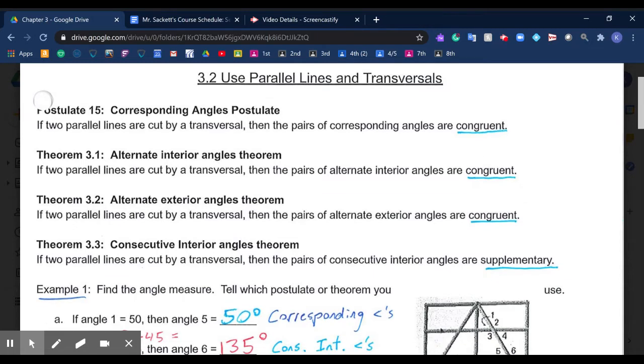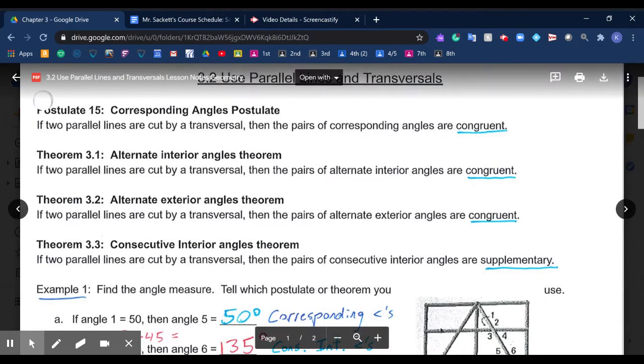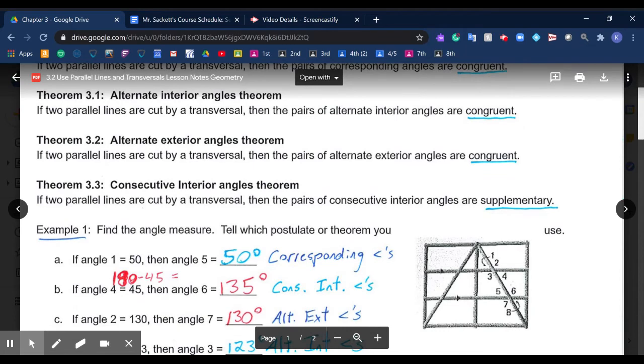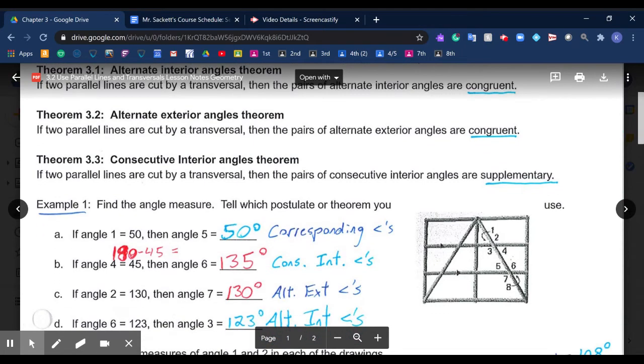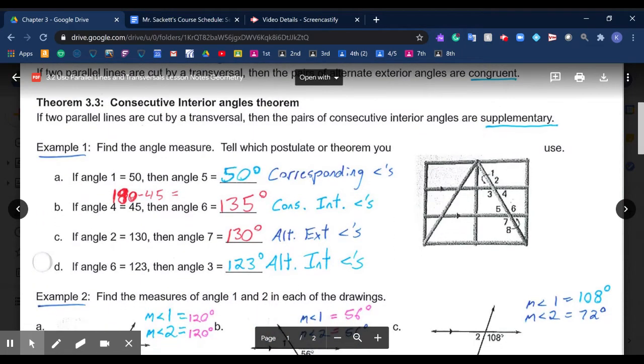So example 1 says find the angle measure, tell which postulate or theorem you use. So we're saying what the angle measure is and then which postulate or theorem is being used. So all based on this image over here.